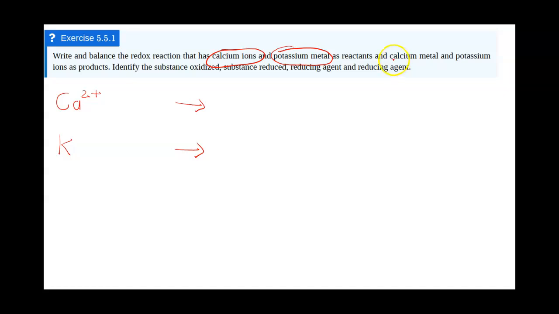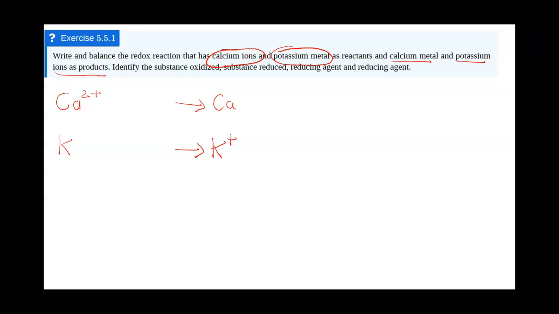It says the products are calcium metal and potassium ions. So calcium metal, calcium is not a diatomic element, so it's just going to be Ca. And then potassium ions, they're going to have a single positive charge because potassium's in group 1A.